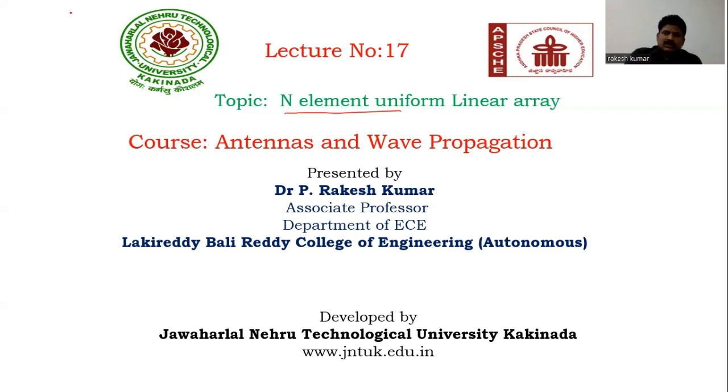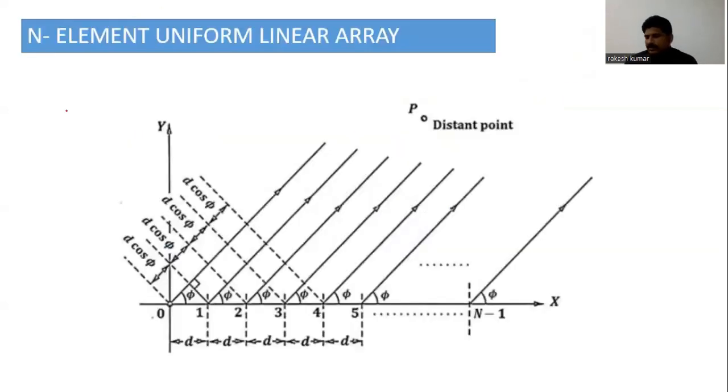So let us study here the n element array. Here we have taken n number of elements. This is the first element, this is the second element, this is the third element, and so on. Since I have started with 0, the total number of elements is n, and the last element is n minus 1. If I started with 1, my last element will be n.